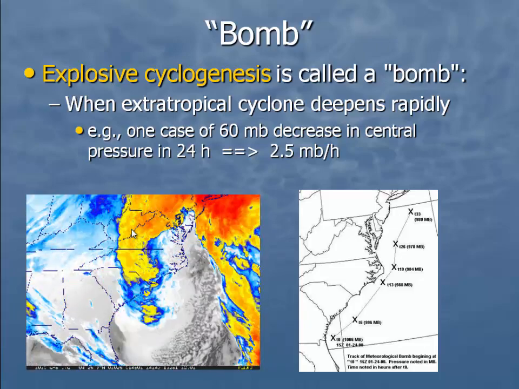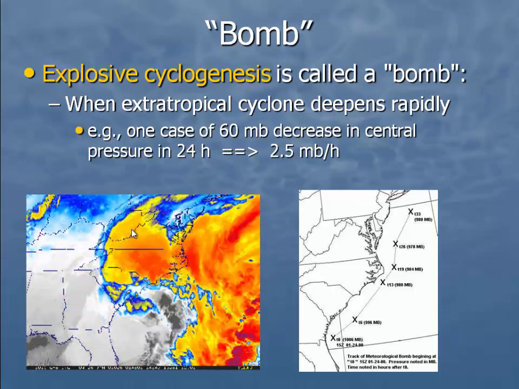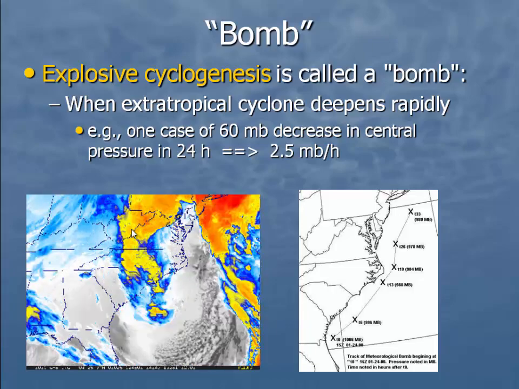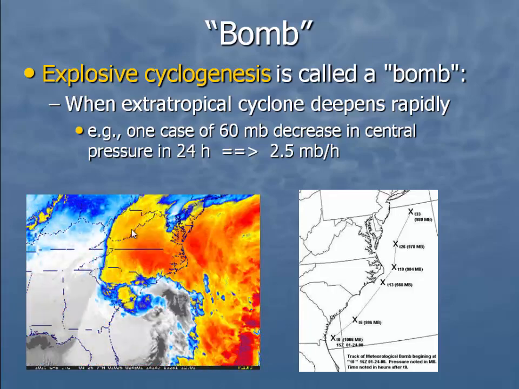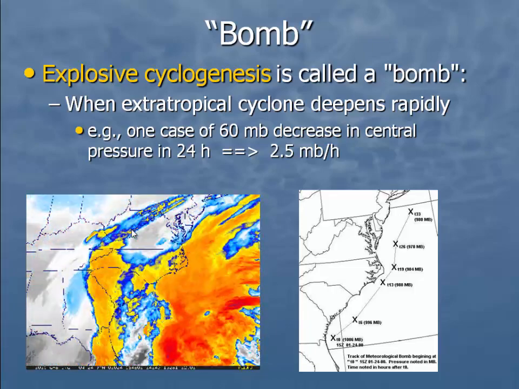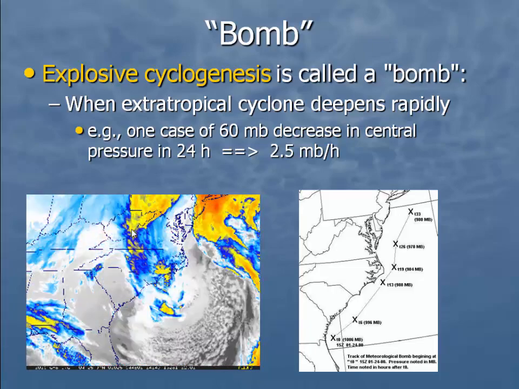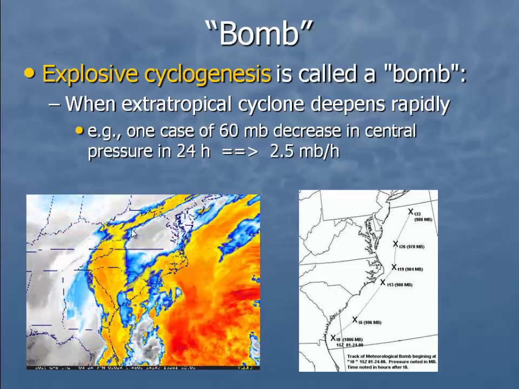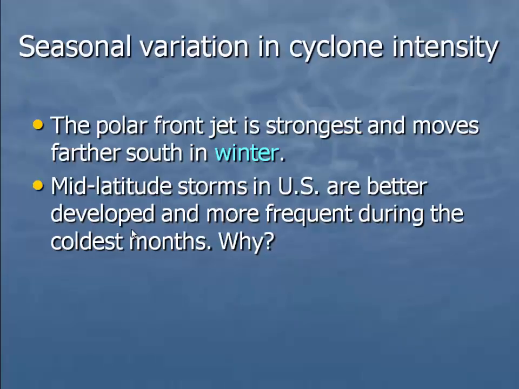Bombs, this explosive cyclogenesis, will occur when we have a very unstable air mass in place. Maybe a very, very cold air mass butted up against a very, very warm air mass. So the more baroclinic instability that we have present, the more likely we are to have this bomb situation where explosive cyclogenesis can take place.